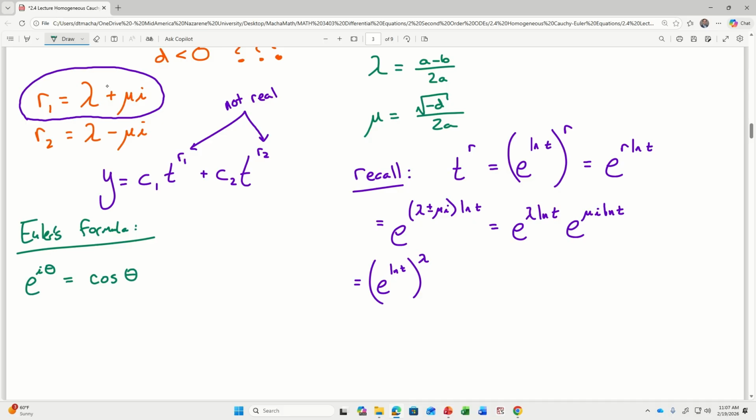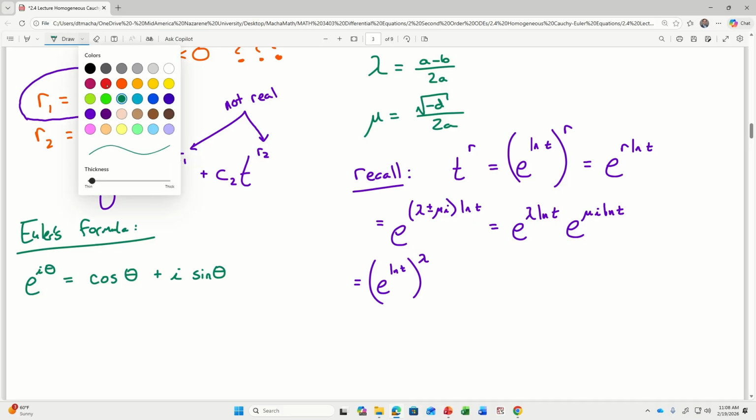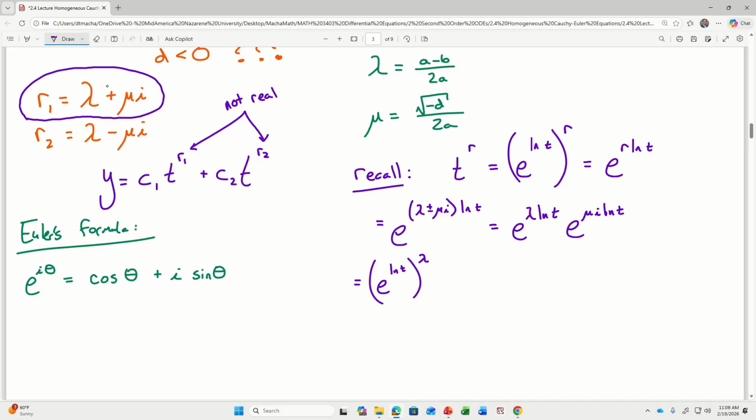Euler's formula says e to the i theta is cosine theta plus i times sine theta. So cosine is the real part of e to the i theta and sine is the imaginary part of e to the i theta. And that means whenever I see the next e over on the purple side of my page, where I have e to the power mu i natural log of t, that means mu natural log of t is like the theta in Euler's formula.